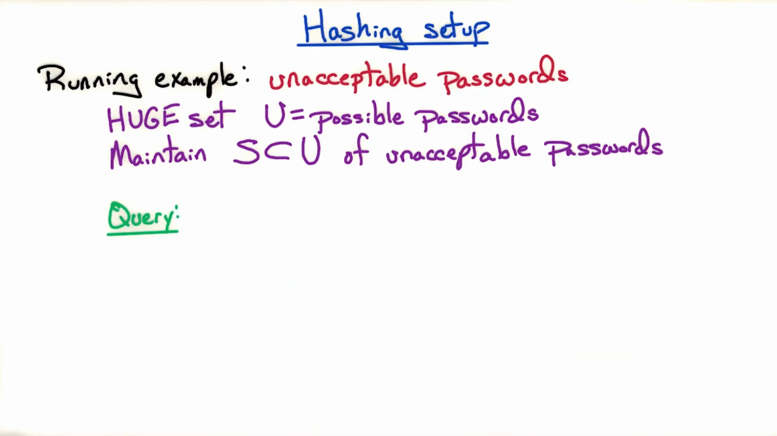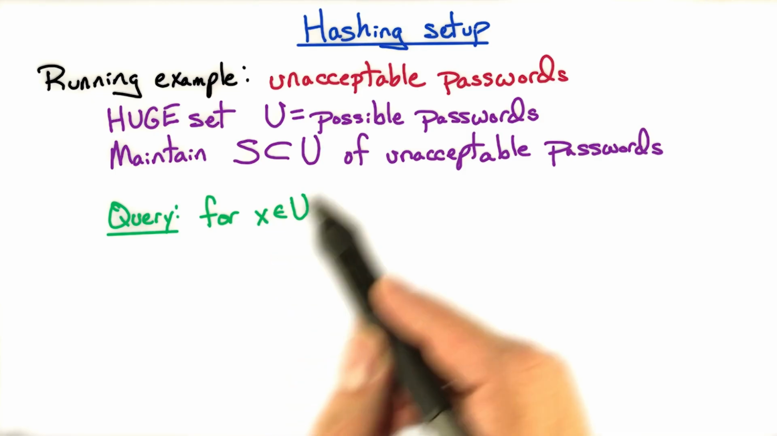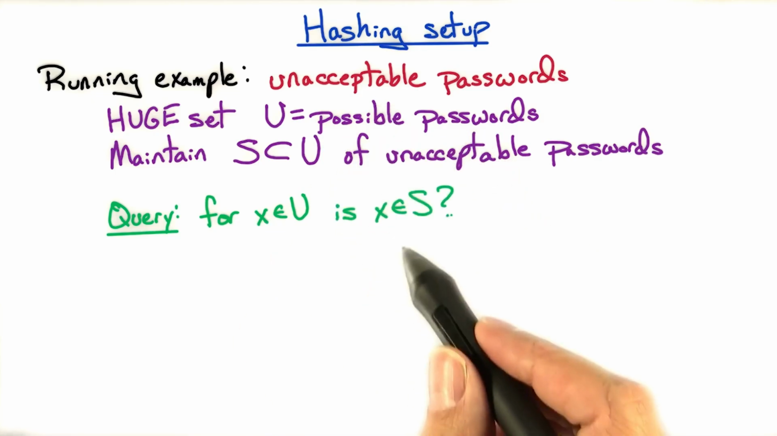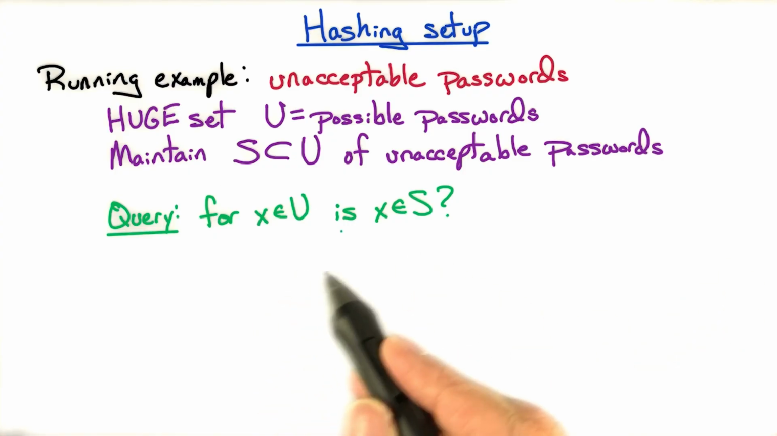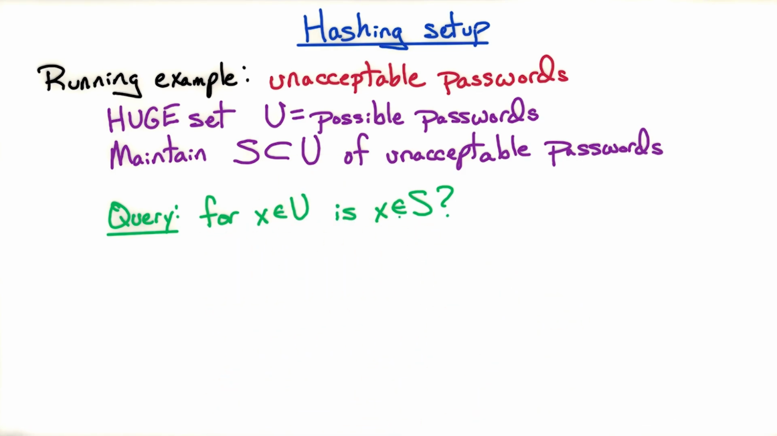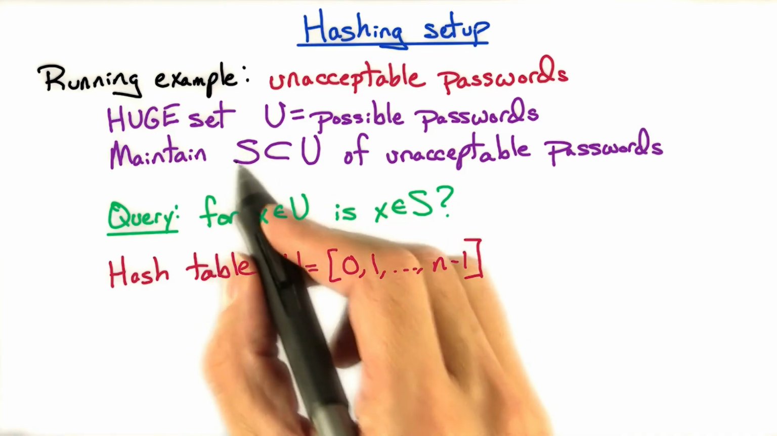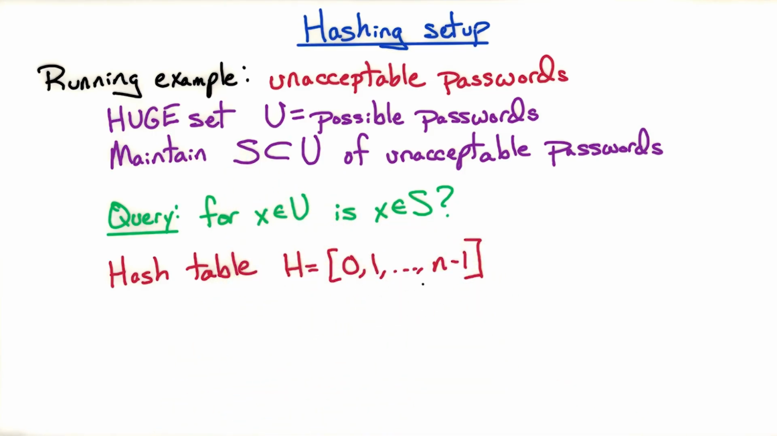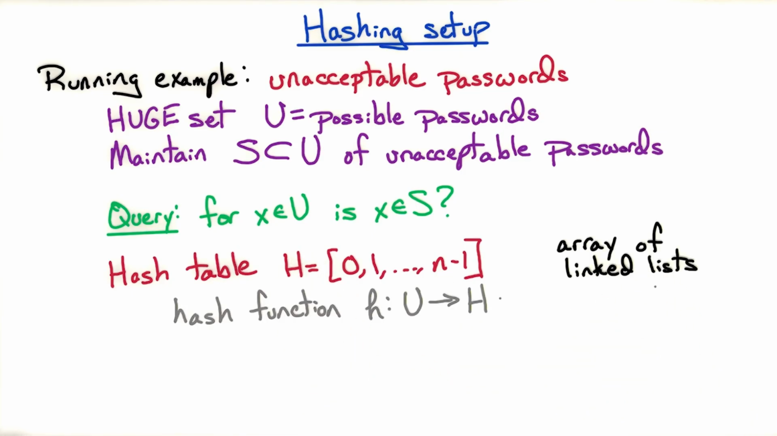The main operation our data structure needs to perform are queries. So for an element x in our universe, so x is a proposed password in this setting, is x in this subset S? So is x an unacceptable password? Now we want to build a data structure or hashing scheme which answers these queries quickly. Let's first look at how the traditional hashing scheme, known as chain hashing, works in this setting. Now in order to maintain this set S, we're going to use a hash table H of size n, little n. In chain hashing, this table H is an array of linked lists. We're going to use a hash function little h, which maps elements in U to elements in H.